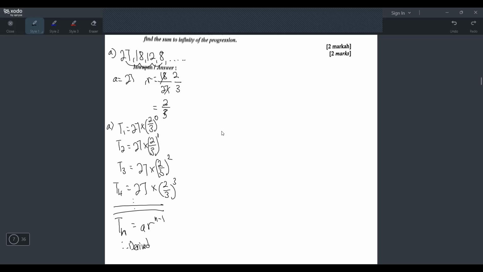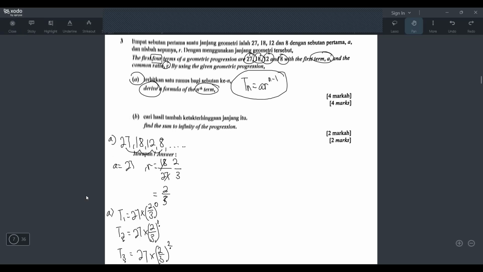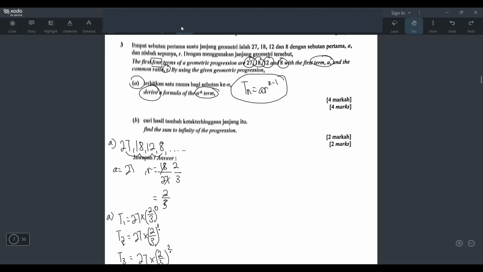It's not 0. Many students think like that. They think anything power 0 is 0. But no, if you press the calculator, any number power 0 is 1. That is why 27 times 1 is 27. And then the next one is 27 times 2 over 3, and then 27 times 2 over 3 power 2, times 2 over 3 power 3. That is why the formula is A R power n minus 1. Because when the n is 1, the power is 0. When the n is 2, the power is 1. When the n is 3, the power is 2. You see, the power is always n minus 1. Okay, so this is how I would derive the Tn formula. So that's it. Let's do B.